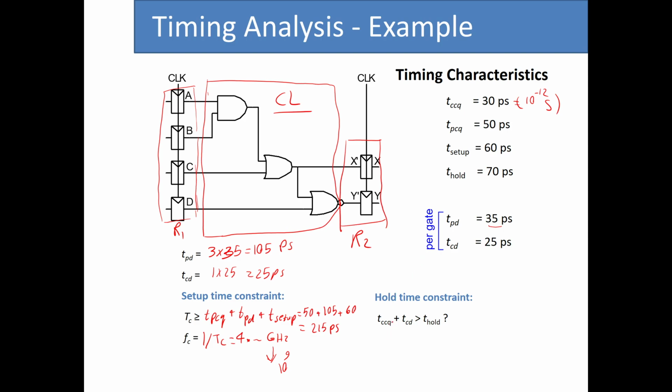But now, what about the hold time? Let's just see if this inequality is satisfied. So TCCQ, we have 30. TCD, we have 25. And this needs to be greater than the hold time that we require for the input of R2. So 70 picoseconds. So 30 plus 25 is 55. But 55 is not greater than 70. So that means that the hold time is not satisfied for this circuit.